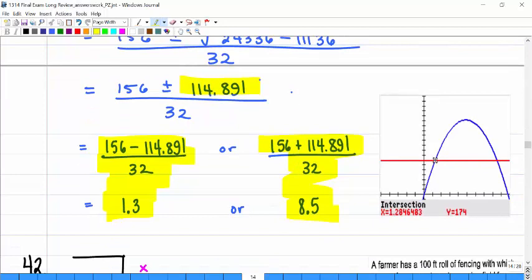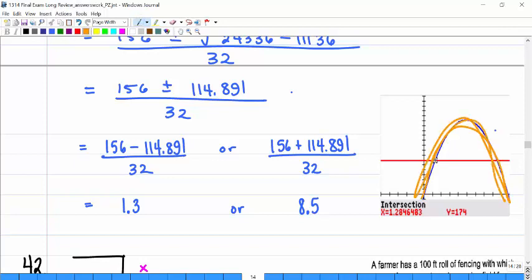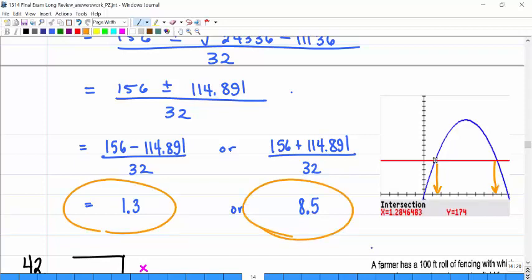So if I graph, I want you to look at the graph. Here's the graph of the quadratic. And then here's the height, 174. When does that occur? It occurs at two x values, here and here, or I should say t values in this case. So it occurs at 1.3 seconds and again at 8.5 seconds.